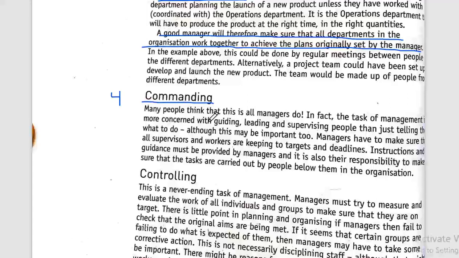So in the commanding part, the manager must guide, lead, and supervise people, and it's not just the word commanding or telling them, but actually giving instructions and giving directions to the people in order to achieve the targets and, let's say, produce the products before the deadline. Giving instructions and guidance must be provided by the manager, and it is also the manager's responsibility to make sure that all tasks are being carried out by the people.